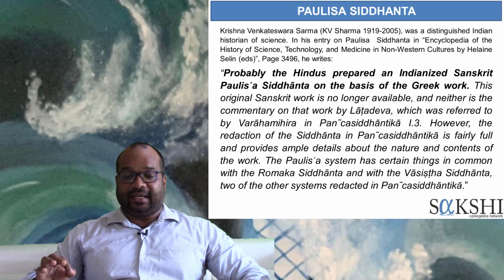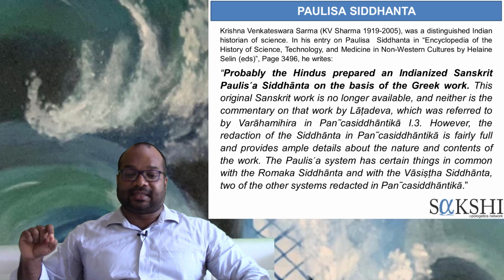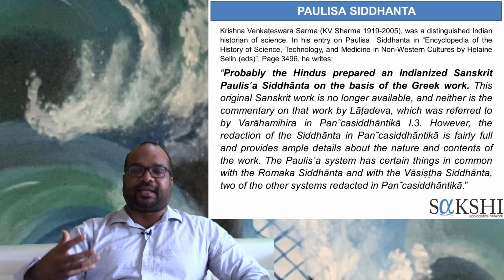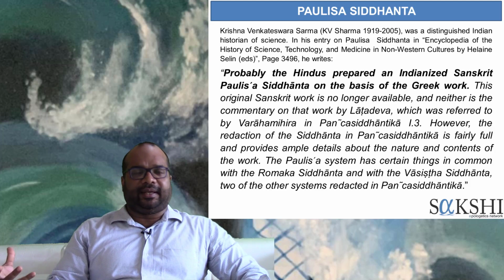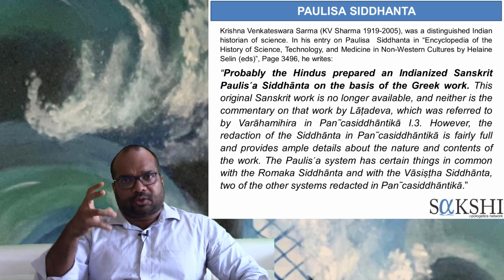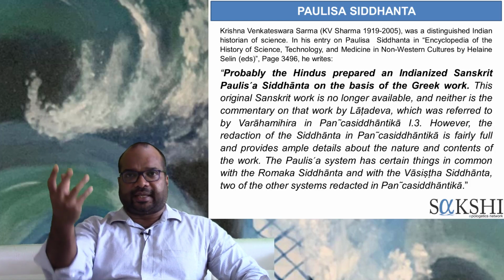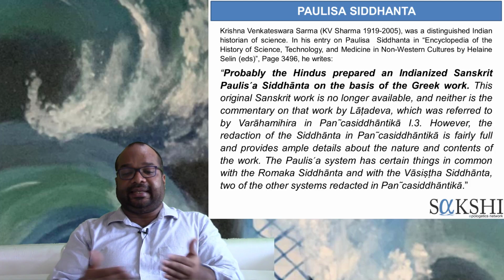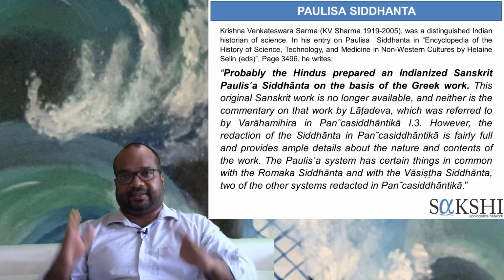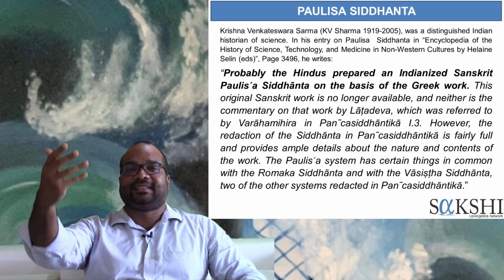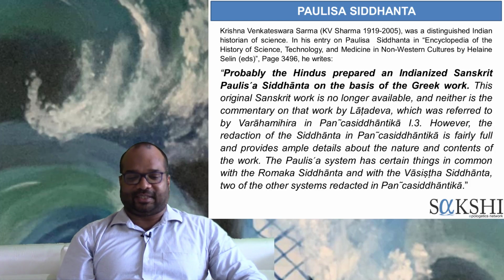Sharma goes on to say, probably the Hindus prepared an Indianized Sanskrit Paulisa Siddhanta on the basis of a Greek work. So Indians understood the Greek work. By that time there were many Greeks who settled in Gujarat, Rajasthan and other places. So through them the Indians understood the Greek astrology and they probably wrote an Indianized Sanskrit Paulisa Siddhanta. So a Greek work translated and Indianized and taken as part of Indian astrology.